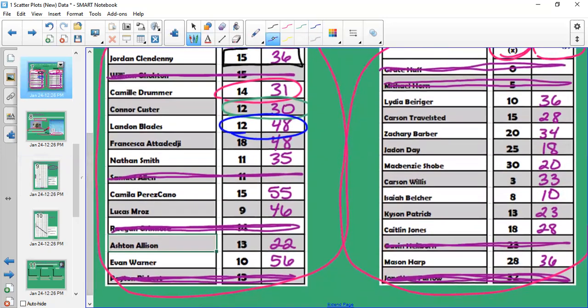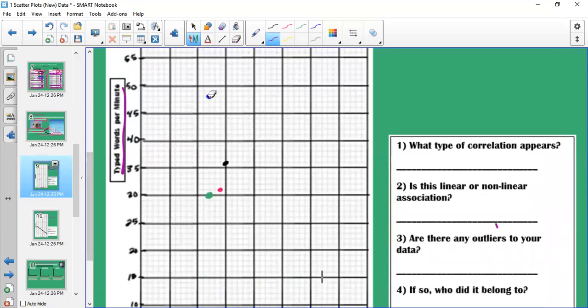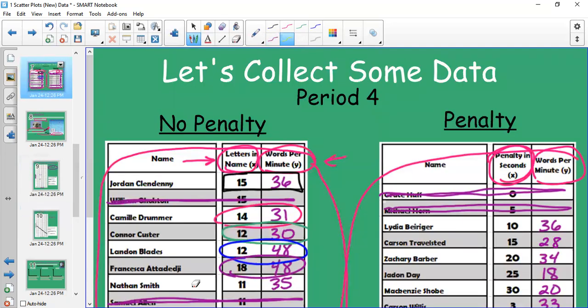Francesca was 18 and 48. So 48 was here. 5, 10, 15, 16, 17, 18. So Francesca would be right there. I'm going to do a yellow point here for an 8.